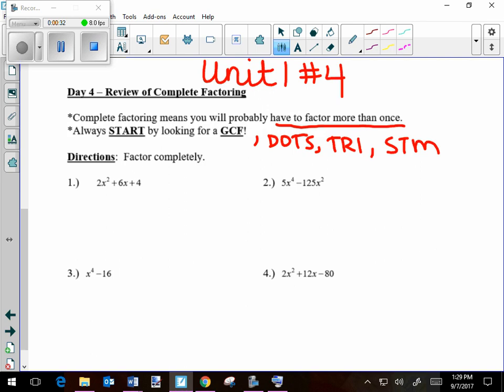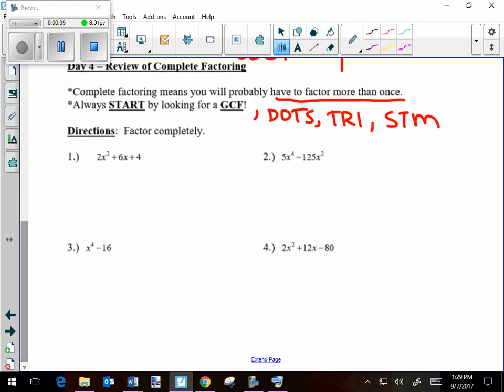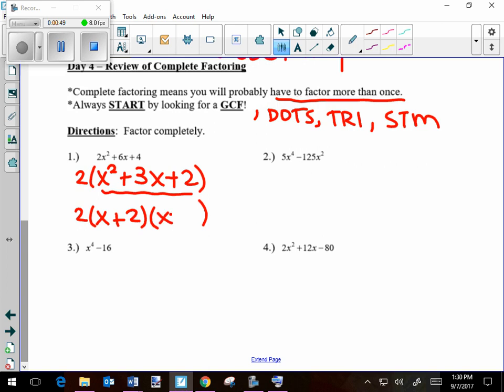So for question number 1, I'm going to look for a GCF, and I see I can take a 2 out, which leaves me x squared plus 3x plus 2. What's in your parentheses? You always check to see if it can be factored further, and you can see that that is a trinomial factoring, so x plus 2, x plus 1. When I look at my 2 sets of parentheses, neither of them can be factored further, so this is my final answer.